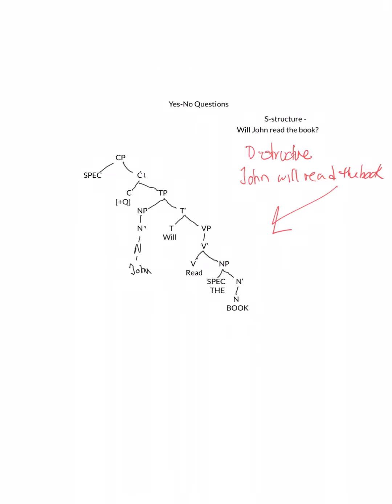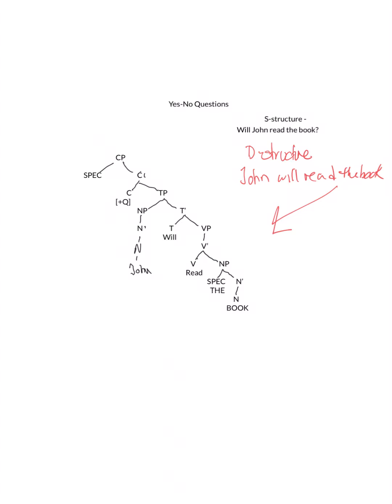So you'll notice that we start with the CP up here, specifier, C bar, C, and I've listed this Q here, indicating that this is going to be a question form, and so a transformation is going to take place. From there we go to the TP, NP, T bar, T, VP, the same structures that we've been working with all along. And we'll notice that we have John as the NP, will is in the tense form, and will is a modal verb or an auxiliary verb at this point.